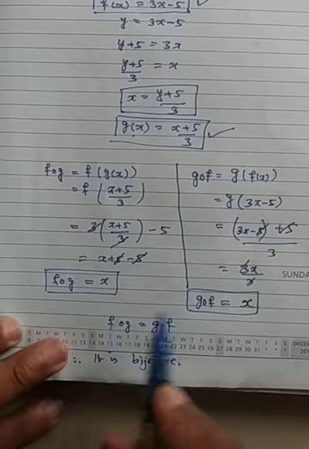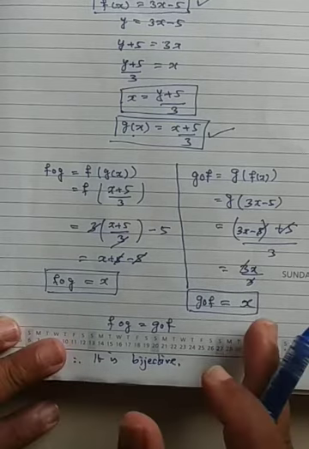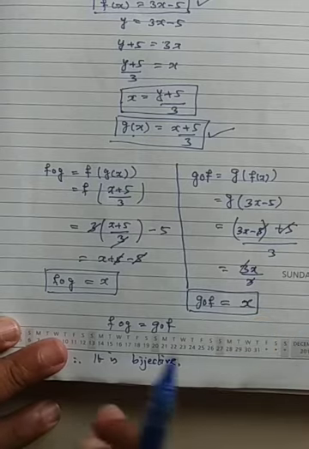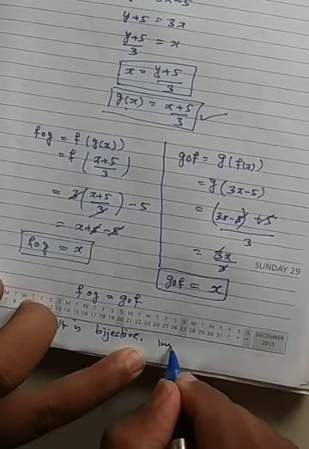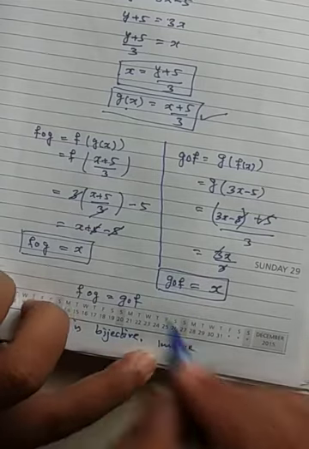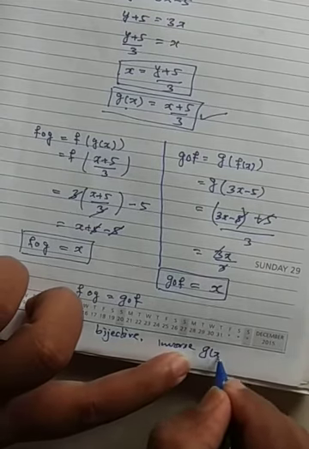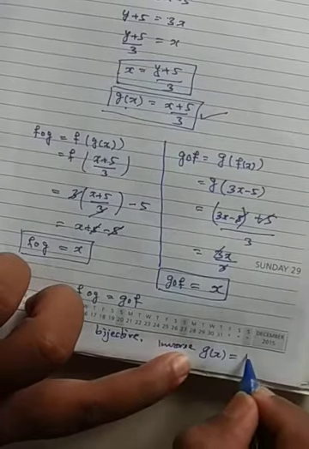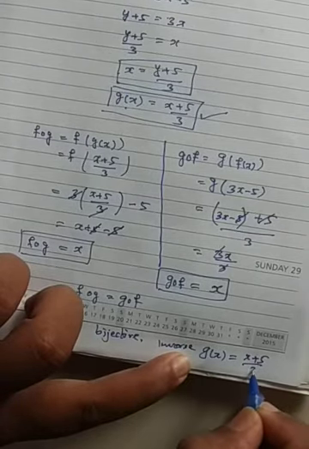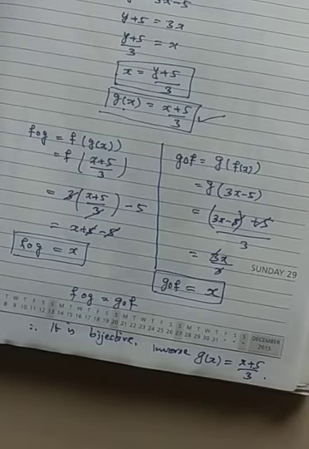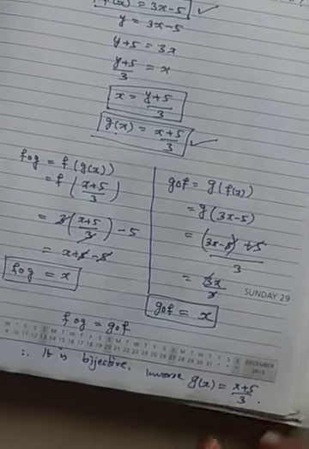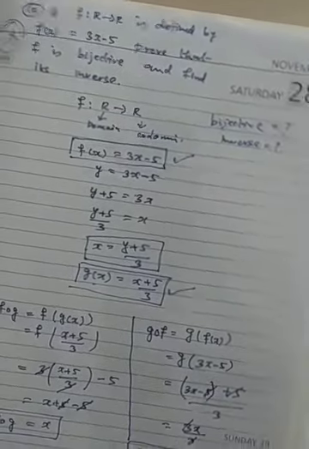If your answer is coming both in f circle g and g circle f, both are the same, then we will call it bijective. And inverse will be what? Inverse is g of x. What's the g of x here? You can see x plus 5 by 3. This is your inverse. Okay, in this way you need to write here. Alright, is that clear? So that's the thing we have to do. This is very important. Please do it 2 to 3 times. You will get the answer.